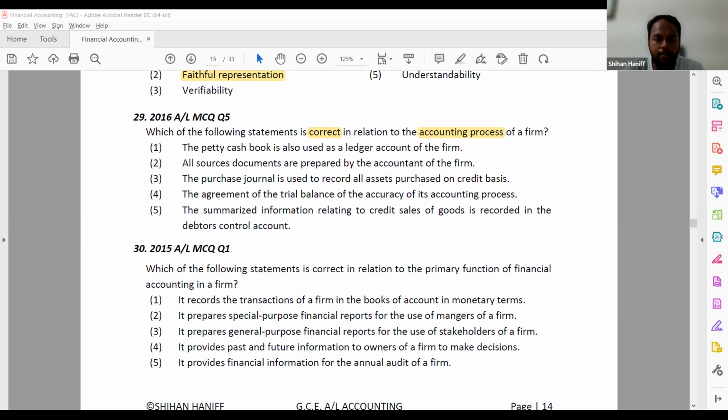Okay, let's check the answer. Which of the following statement is correct in relation to the accounting process of a firm? The petty cash book is also used as a ledger account of the firm. Petty cash book, it has debit, credit, and it can be used as a ledger account. That is correct.